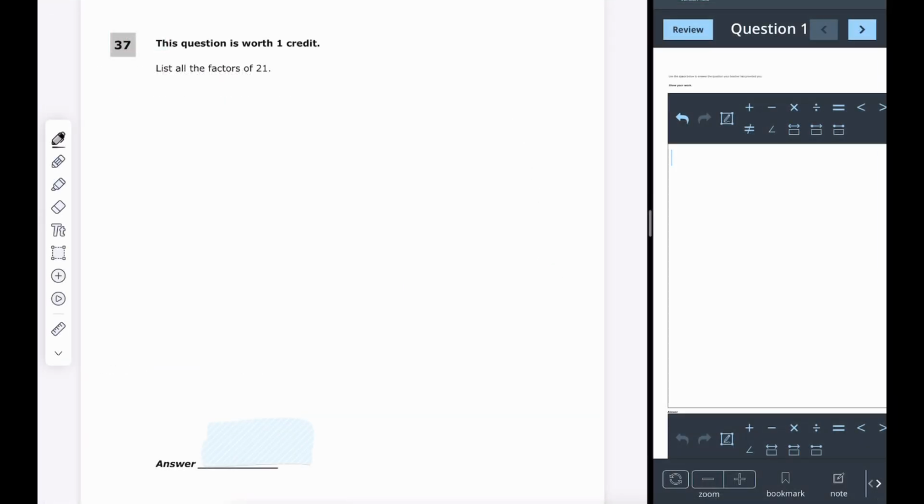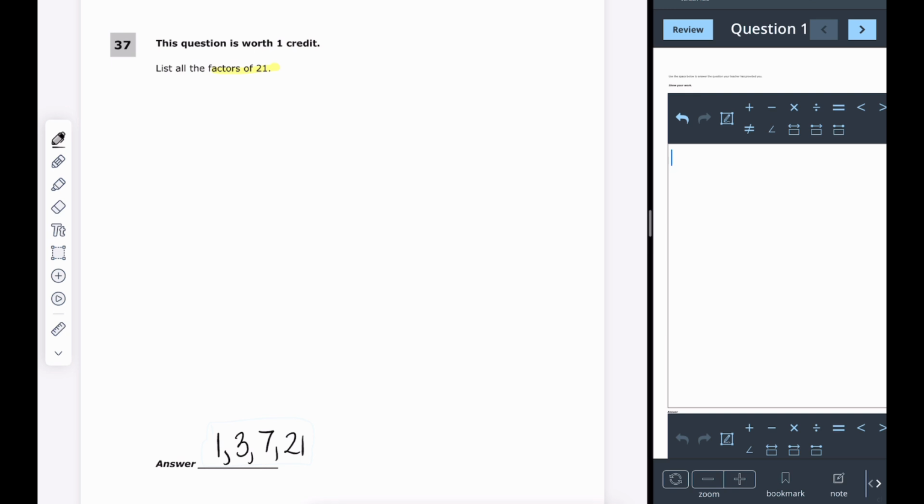All right, let's look at another 1-point question. What we're doing is listing all the factors of 21. So again, they just want to see the answer. And the answer here to get full credit is 1, 3, 7, and 21. All 4 numbers have to be there. So check in with your notes and see if you have the same thing.